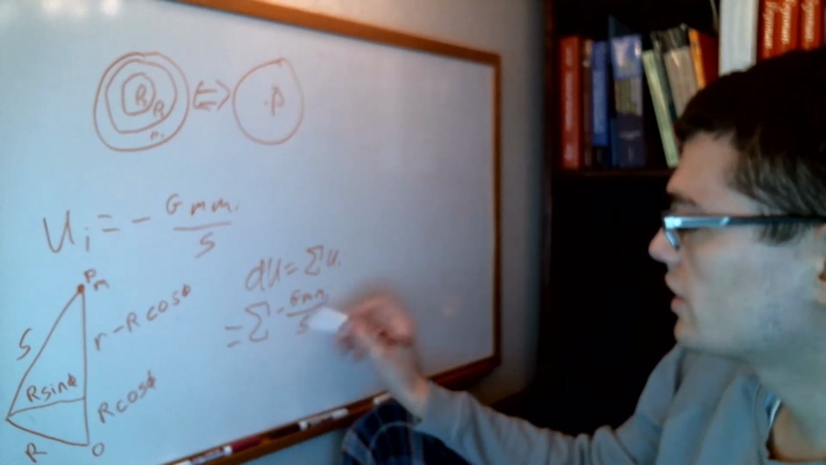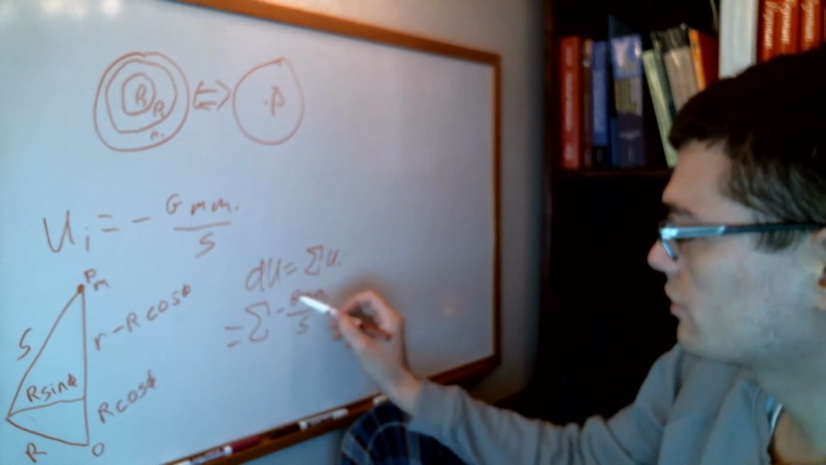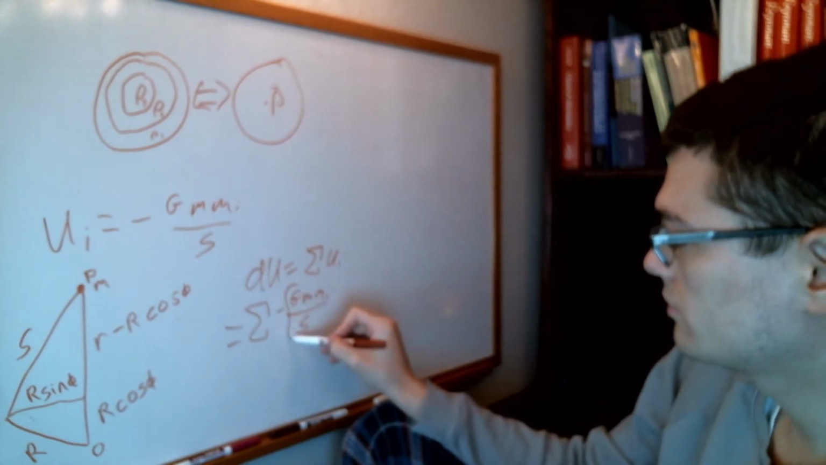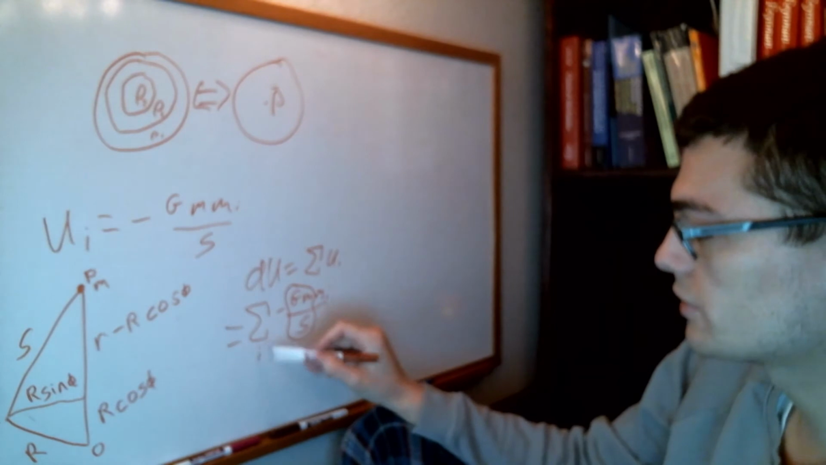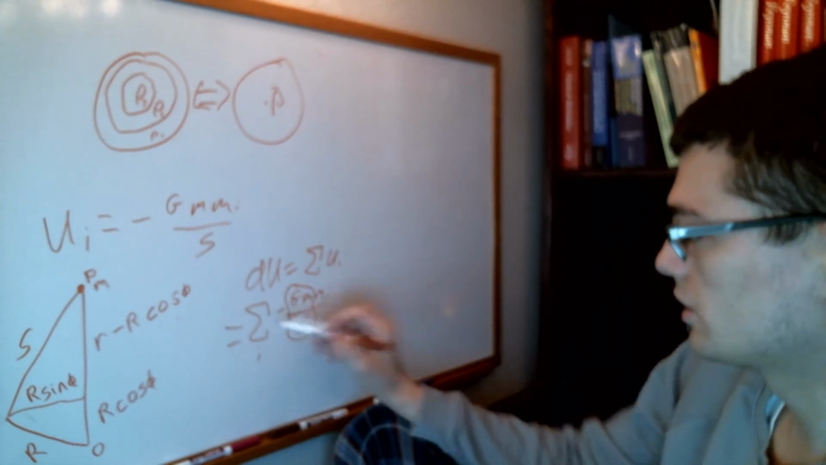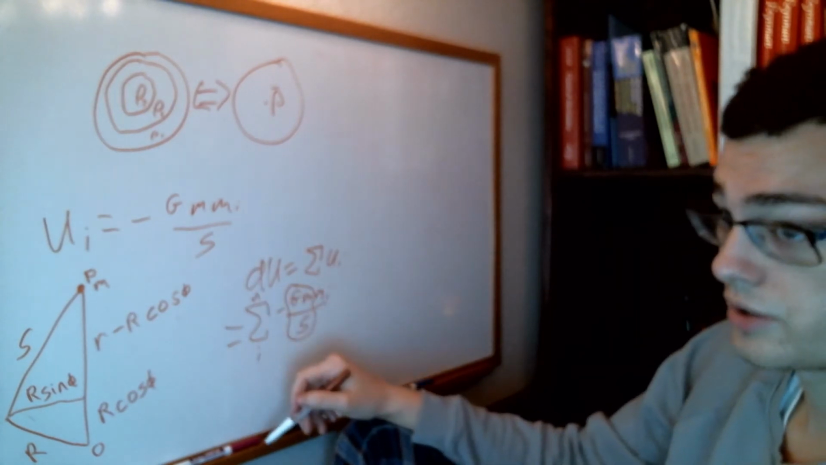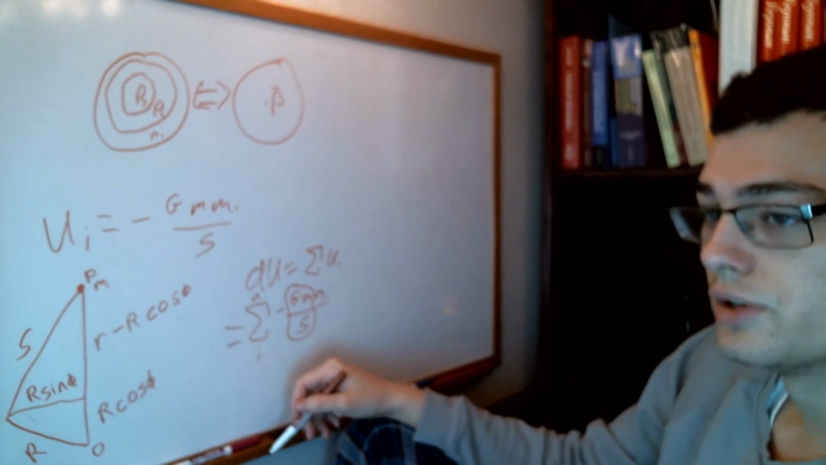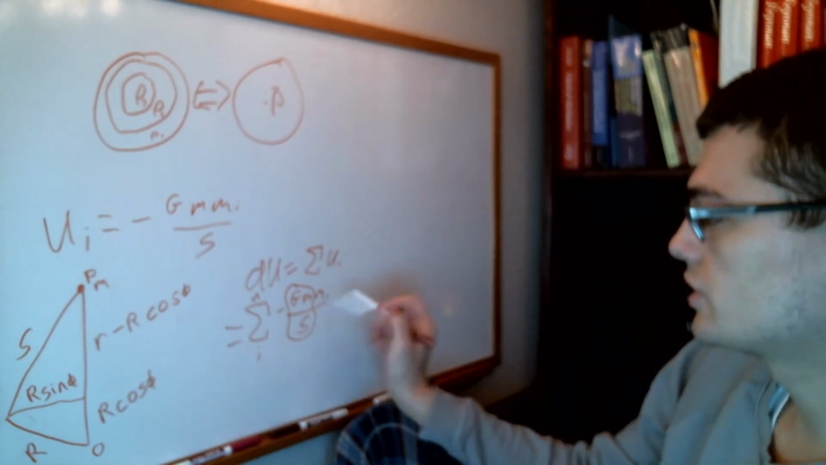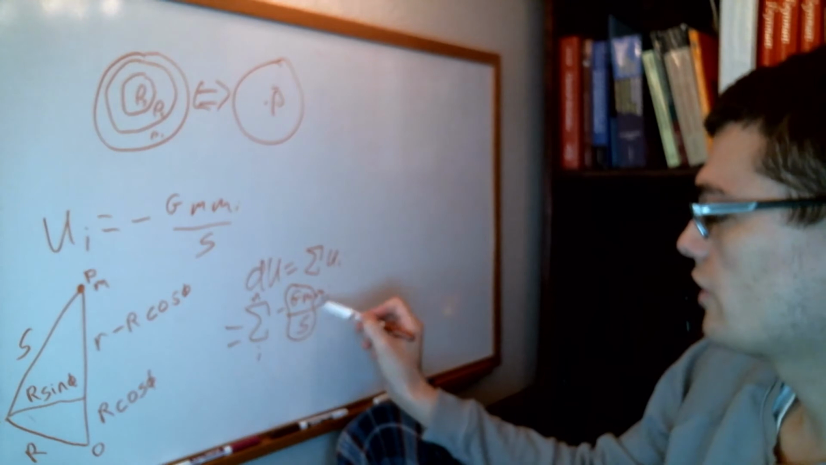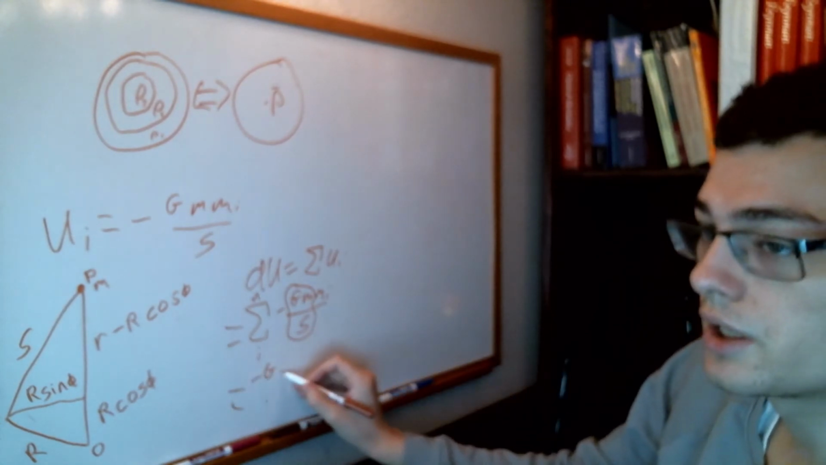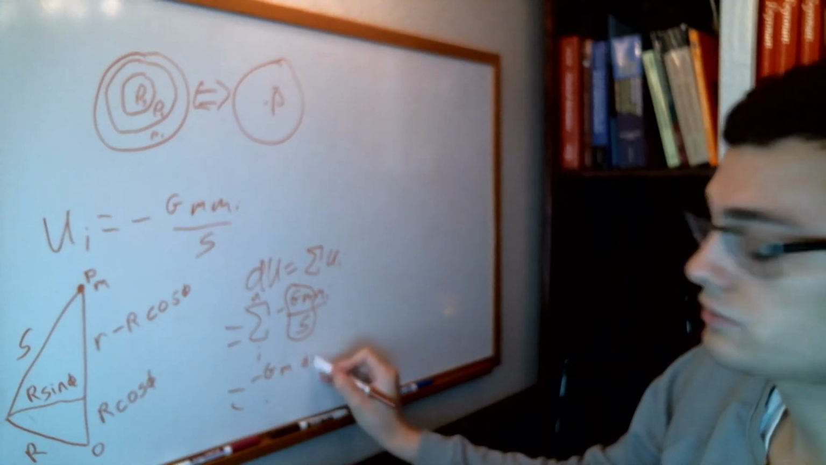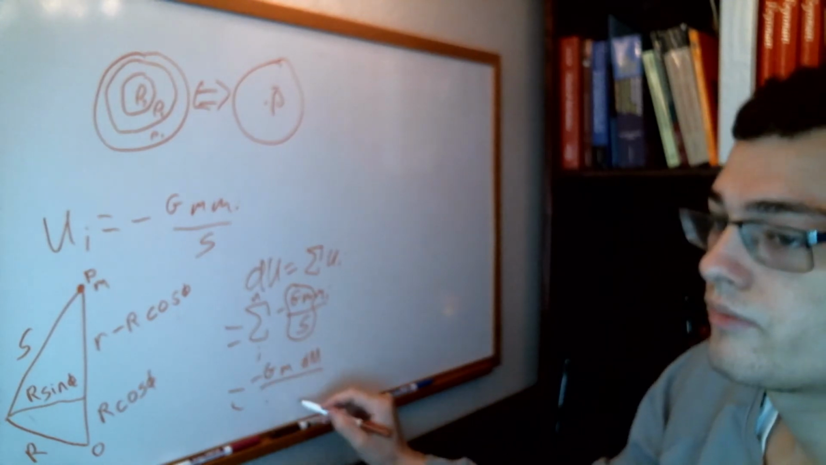And then we can see that all these are constants here and not affected by the sum, because we're summing from i to n for however many particles there are. So when you do this sum for mi here, we're just going to get that this is equal to negative G M dm over s.